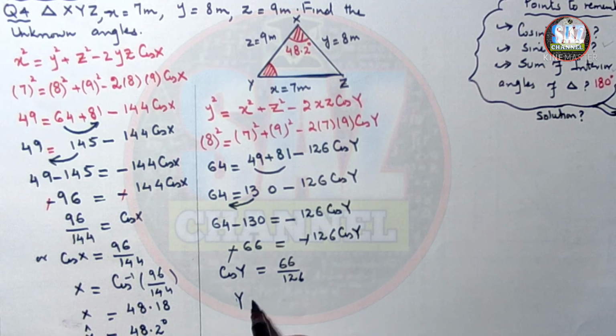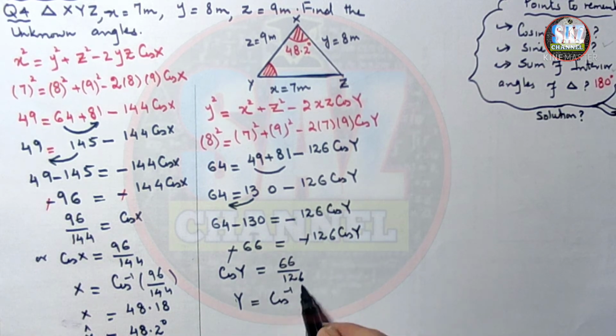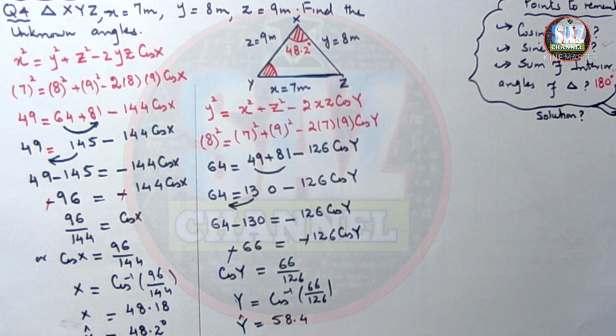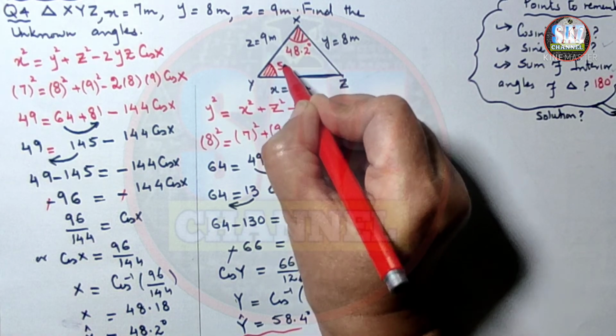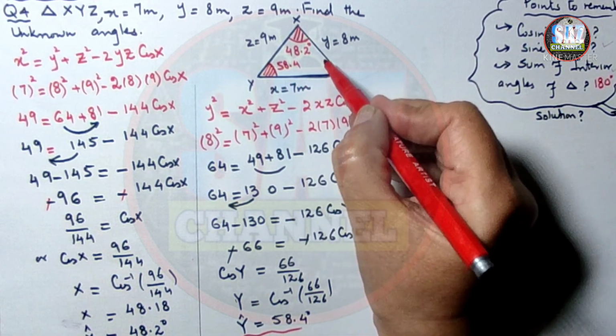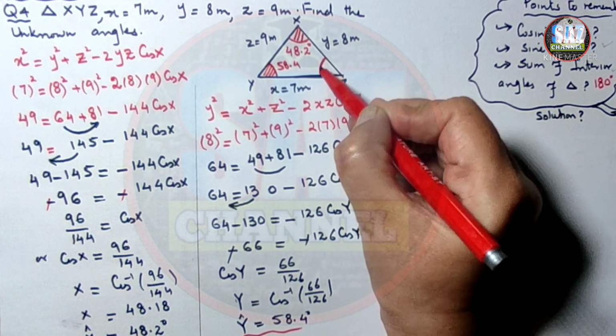and y equals cos inverse 66 upon 126. Cos inverse of 66 divided by 126, and this gives me 58.41, or 58.4 degrees. Now the second angle is also calculated, that is y, 58.4. And now for the third angle z, calculation of angle z.